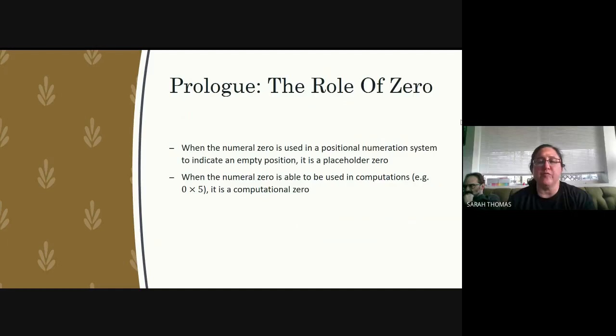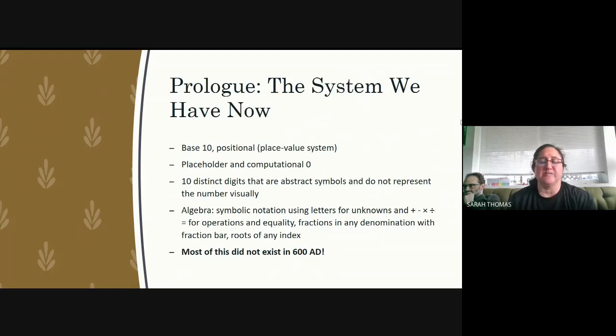The system that we have now is a base 10 positional place value system. It has a placeholder and computational zero. It has 10 digits, which are abstract symbols. They do not represent the number visually, despite what they may have told you in elementary school. I really hate these worksheets where they put the dots and have you connect the dots to make the numeral. That's not where the numerals came from. It's a system that somebody invented to help kids learn, and it's a very modern system. These digits do not in any way abstractly or concretely represent the quantities that go with them. They're symbols, and the symbols have evolved.